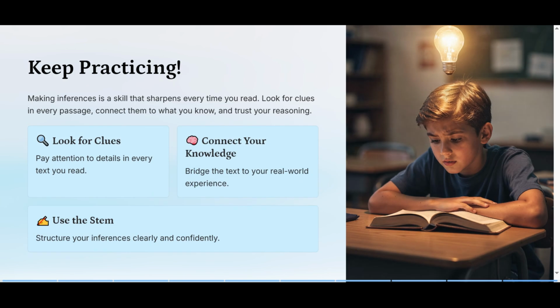Keep practicing. Making inferences is a skill that sharpens every time you read. Look for clues in every passage, connect them to what you know, and trust your reasoning. Pay attention to details in every text you read, connect your knowledge, bridge the text to your real world experience, and use the sentence stem. Structure your inferences clearly and confidently each and every time.